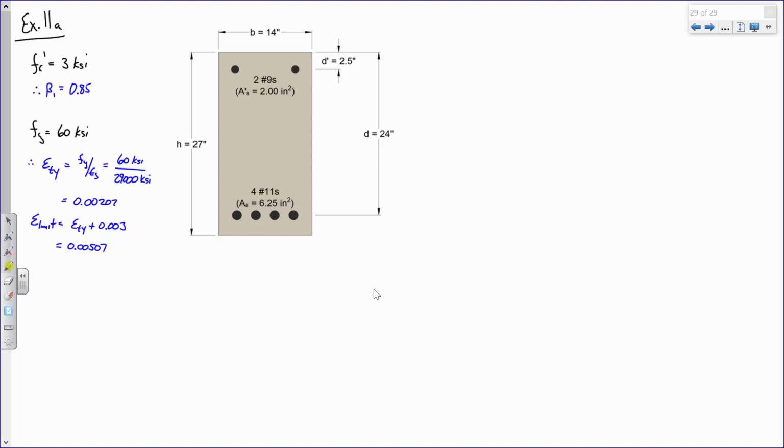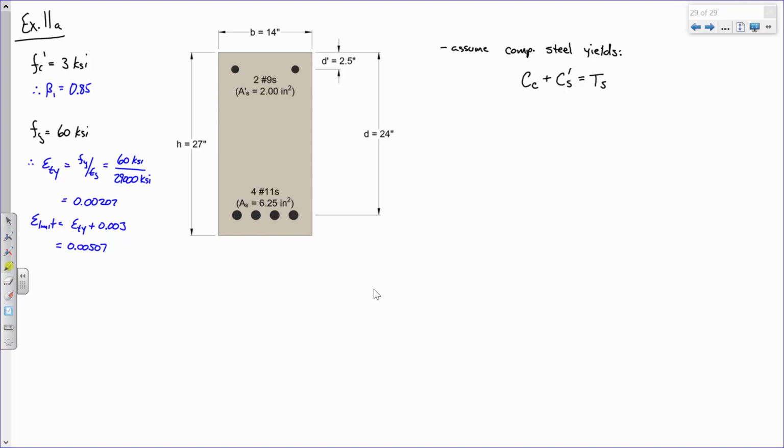So let's assume over here the compression steel yields. Okay. So if the compression steel yields, what we're saying is the compressive force in the concrete plus the compressive force in that upper layer of steel has got to equal the tensile force in the lower layer of steel. Now, let's fill out each of these terms.